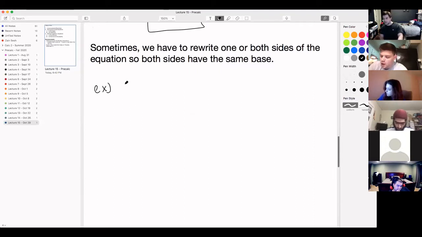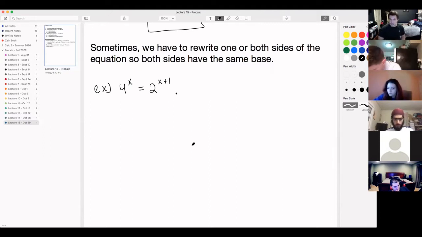Let's do 4 to the x is equal to 2 to the x plus 1. Okay, so the problem here is that we cannot apply the one-to-one property off the bat. We need to rewrite both sides so they have the same base. Okay, but this is not that bad because 4 is equal to 2 squared. So I can realize the left side as 2 raised to something.